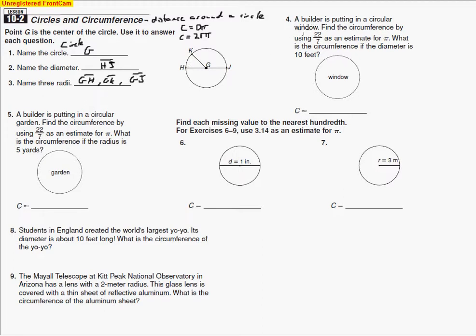Well, looking at number 4, it talks about a builder putting in a circular window. Find the circumference by using 22/7 as an estimate for pi. What is the circumference if the diameter is 10 feet? Well, they're giving us the diameter, so we know that our formula goes this way, diameter times pi. So we're going to place the number that we have for the diameter. It says the diameter is 10 feet, so we're going to put 10 in place of D. Now, this is the exact answer, 10 pi, but now we're going to approximate what pi is.